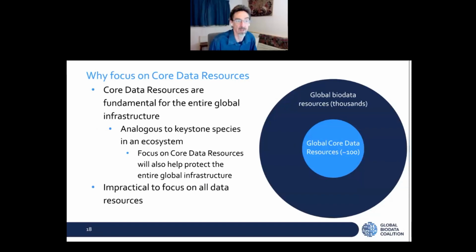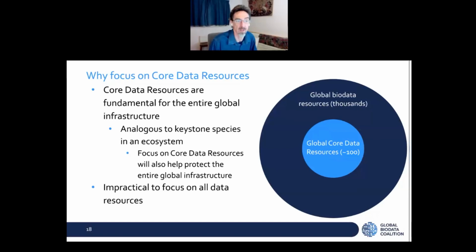So why focus on core data resources? Core data resources are, as defined, fundamental for the entire global infrastructure. They're analogous to keystone species in an ecosystem. And so the focus on core data resources will help protect the entire global infrastructure. And practically speaking, it's not possible to focus on every data resource. So what we're going to do is to select globally a set of core data resources, which are really the nodes in the interlinking web of resources that I showed earlier.